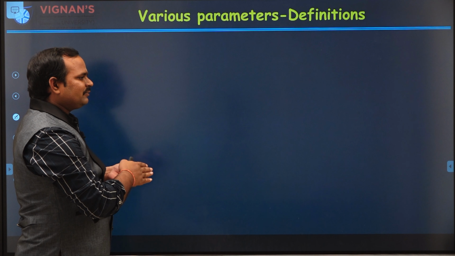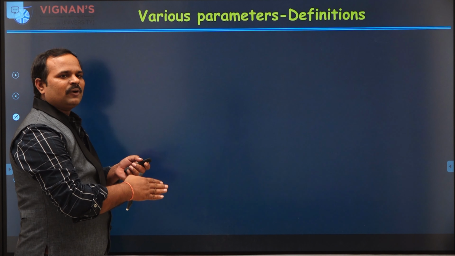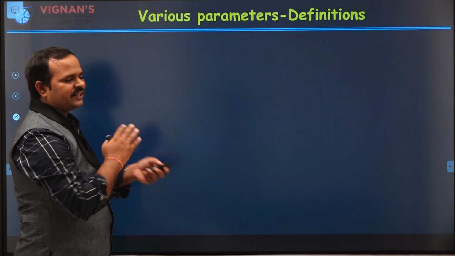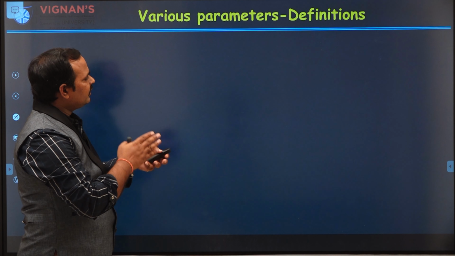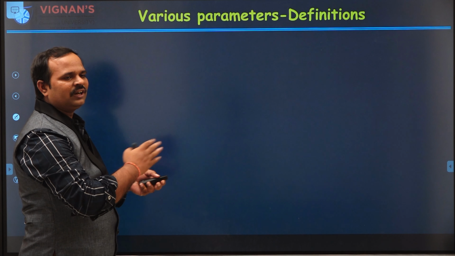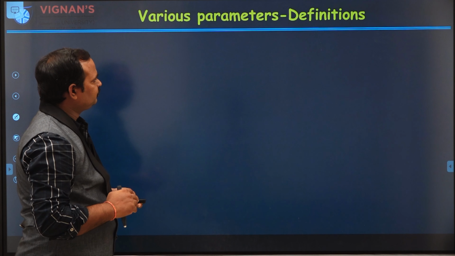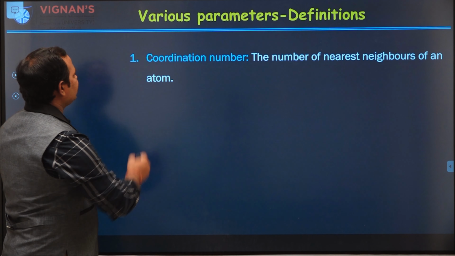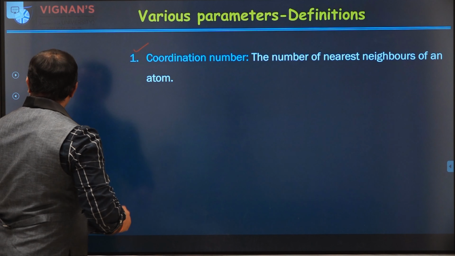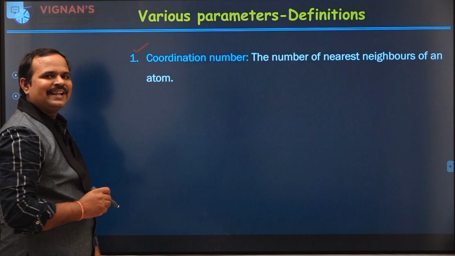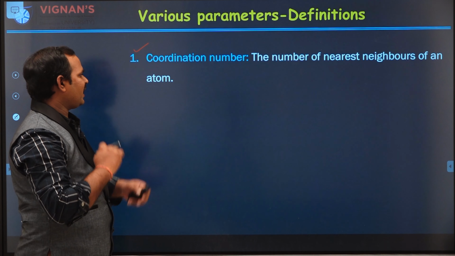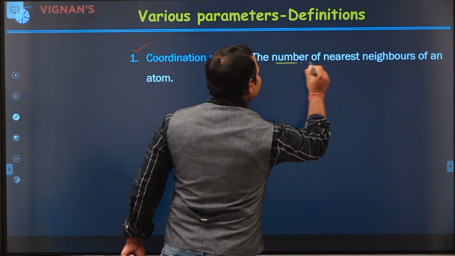So let us find out what the different parameters are and define them, so that we can derive all the parameters for all the cubic lattices. The first one is coordination number. Coordination number means the number of nearest neighbors of an atom.